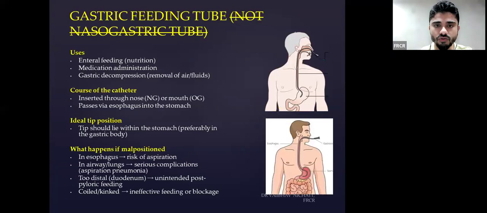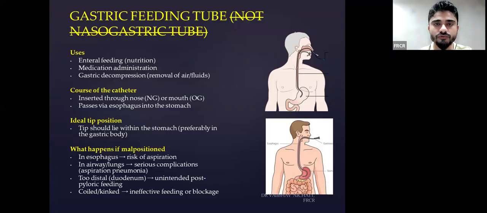Now, going further, the first lines and tubes we are going to discuss is gastric feeding tube. I frequently tell FRCR aspirants not to use the term nasogastric tube, because sometimes you can put a gastric feeding tube through the mouth also. If you see any abdominal radiograph and you don't know whether the tube has been put via the nasal route or the oral route, it becomes difficult to directly label it as nasogastric tube, and there you can go wrong. So it is better to call it safely a gastric feeding tube instead of nasogastric tube.